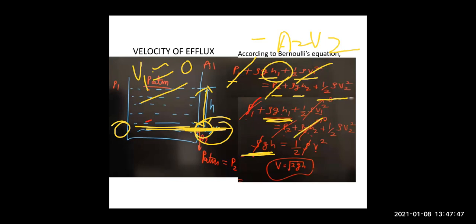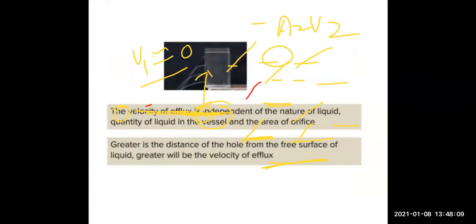So what is left on the right side? Half rho V2 square. Okay. V1 is 0, so we can write V2 as V. Rho will get cancelled on both sides, and we can make V the subject of the formula. V equals under root 2gh. So this is the velocity of the efflux.